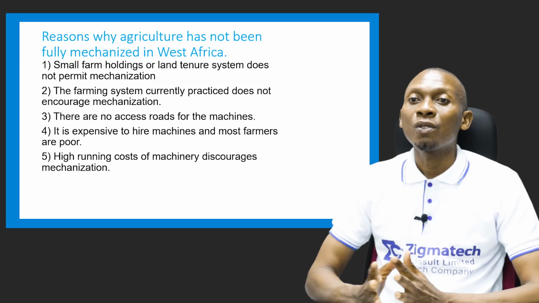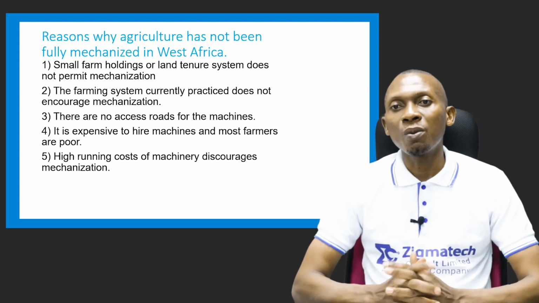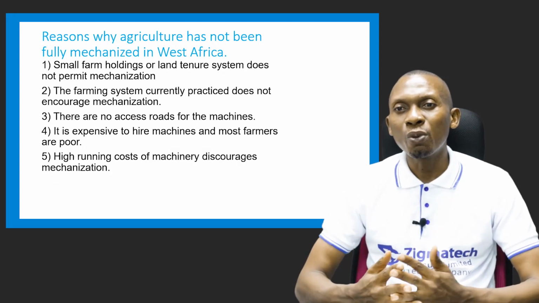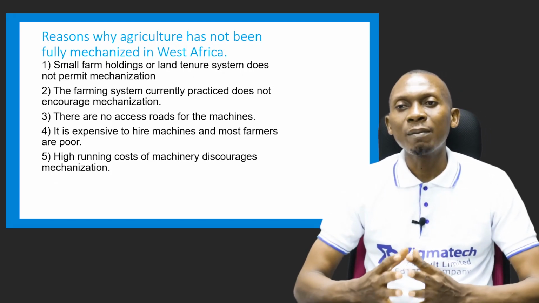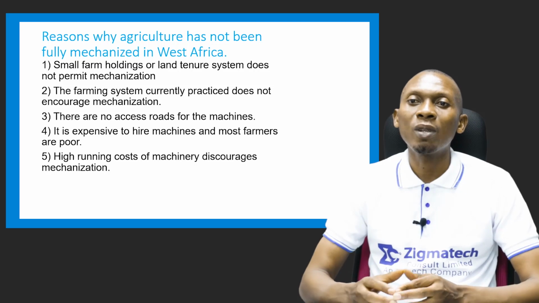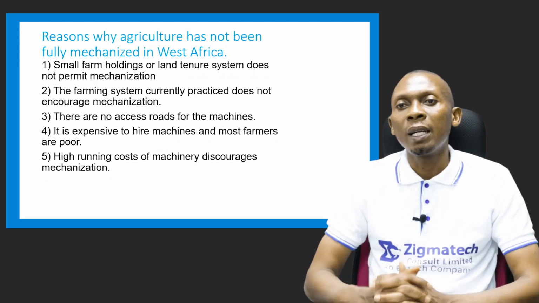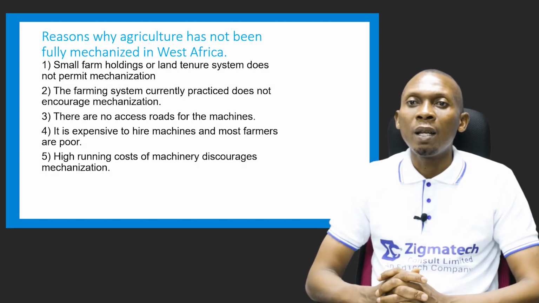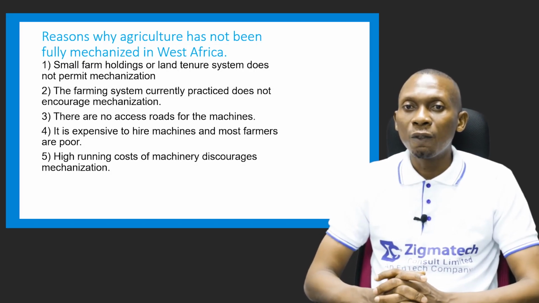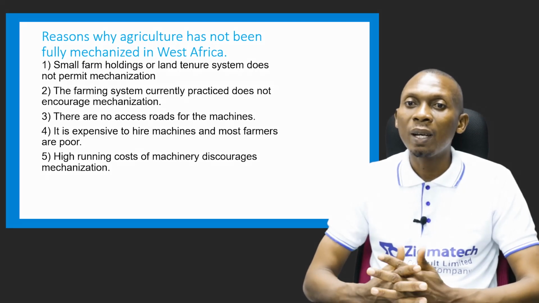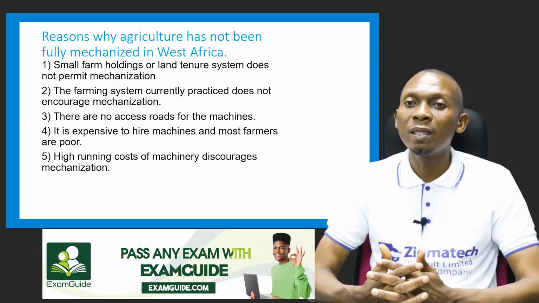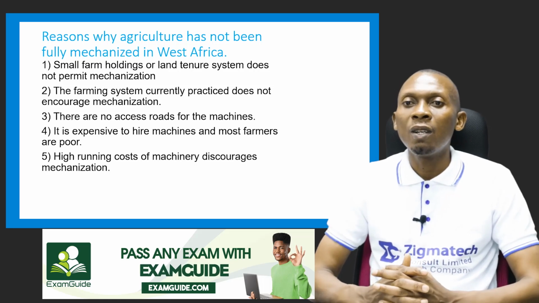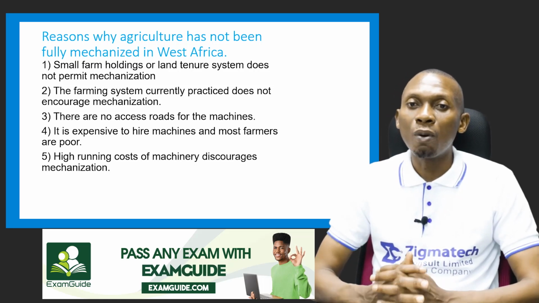Then there are no access roads for the machines. So in West Africa, we have the issue of poor road networks to our farms, and these machines need this road network to be able to access the farmland. So that can also be another reason why West Africa has not been fully mechanized. And to hire this machine is also expensive, because these farmers do not have the financial capability to hire these machines because they are poor.